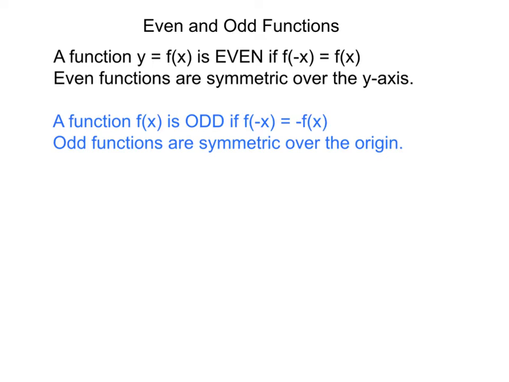A function f of x is considered to be an odd function if, when you take the function value of the opposite of x, that is equivalent to the negation of the original function. Odd functions are symmetric over the origin.